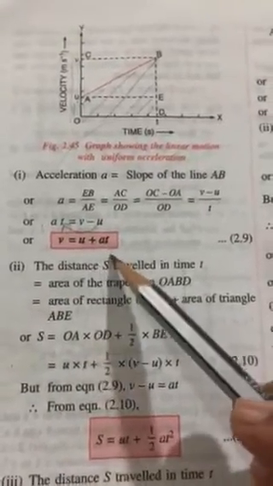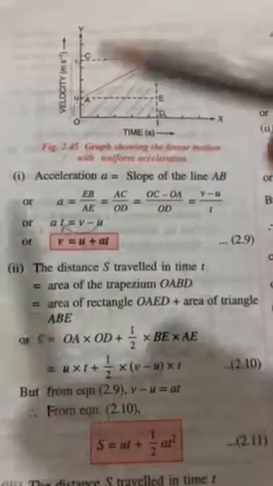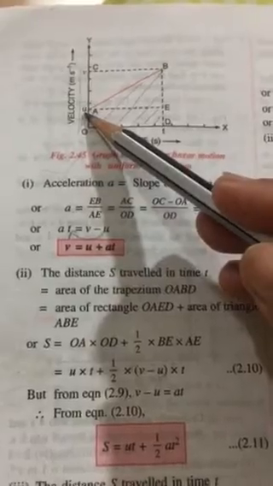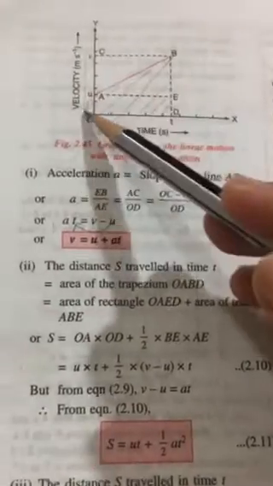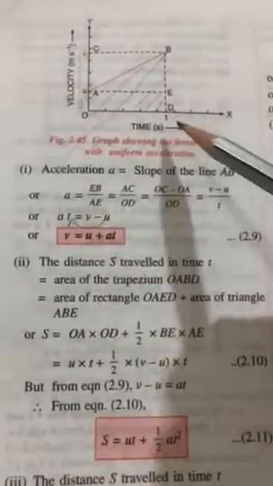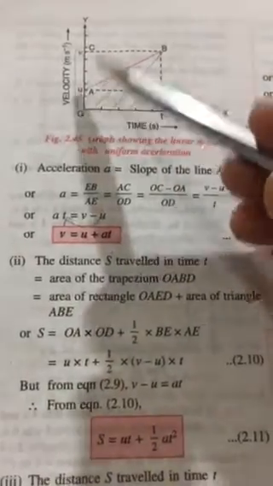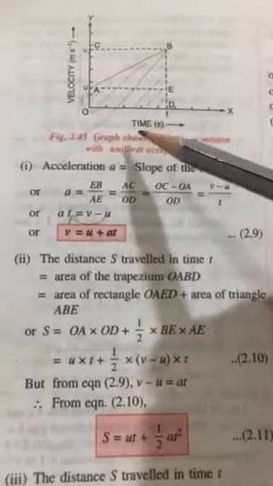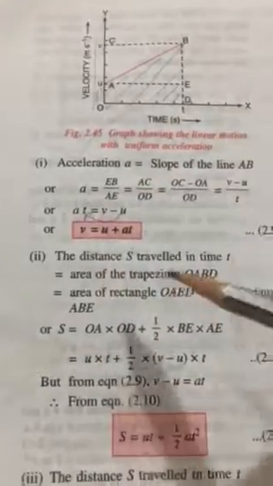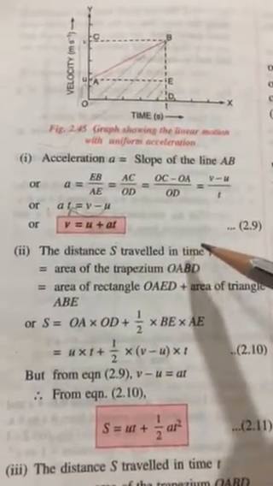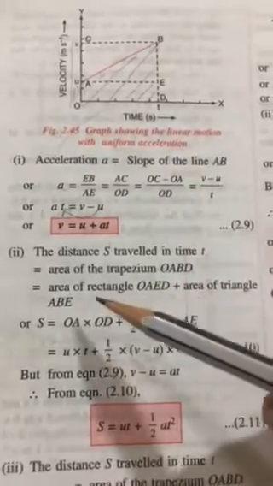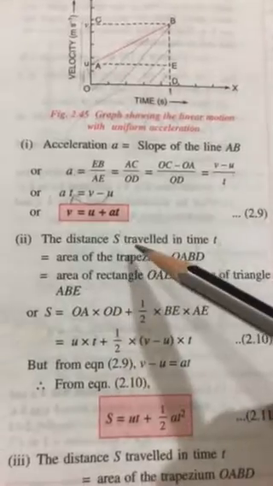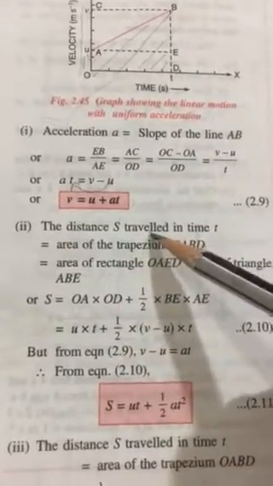I again repeat, acceleration is given by the slope AB. Slope is always defined as y-axis divided by x-axis. Y-axis is V minus U, x-axis is T. So acceleration becomes V minus U upon T. Hence A is V minus U upon T and V is equal to U plus AT.